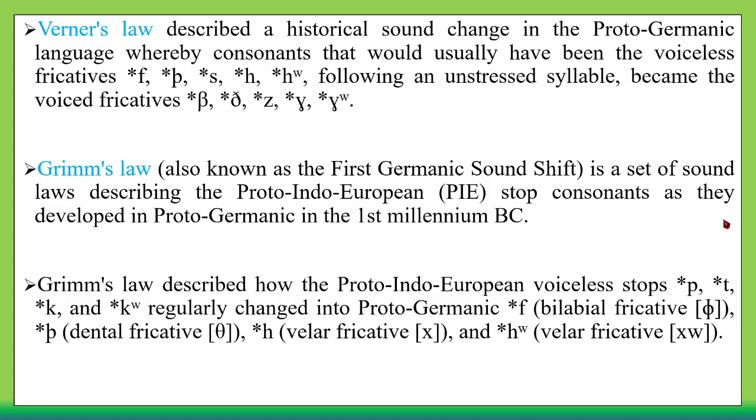Grimm's law, also known as the First Germanic sound shift, is a set of sound laws describing the Proto-Indo-European stop consonants as they developed in Proto-Germanic in the first millennium BC. So Grimm basically described the Proto-Indo-European sounds, especially stop consonants.